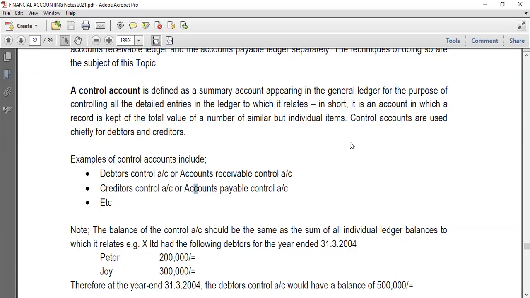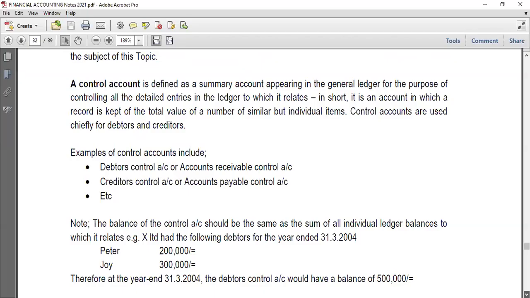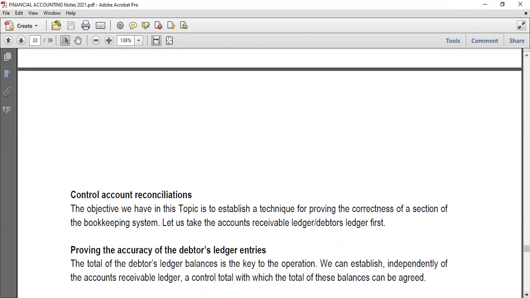So we have an example here, where they are saying X had the following debtors at the end of the year, 31st March 2004. So we have Peter that has 200,000, and then we have Joy who has 300,000, okay? So at the end of the year, the debtors control account would have a balance of how much? Of 500,000, which is the summation of the two things, okay? So you should be able to understand.